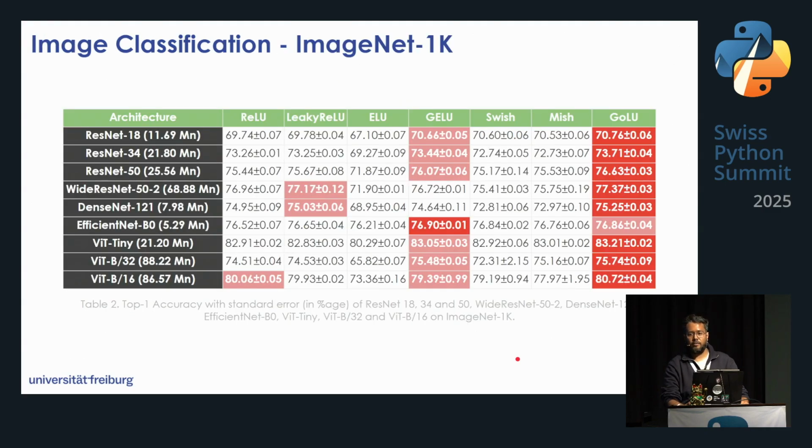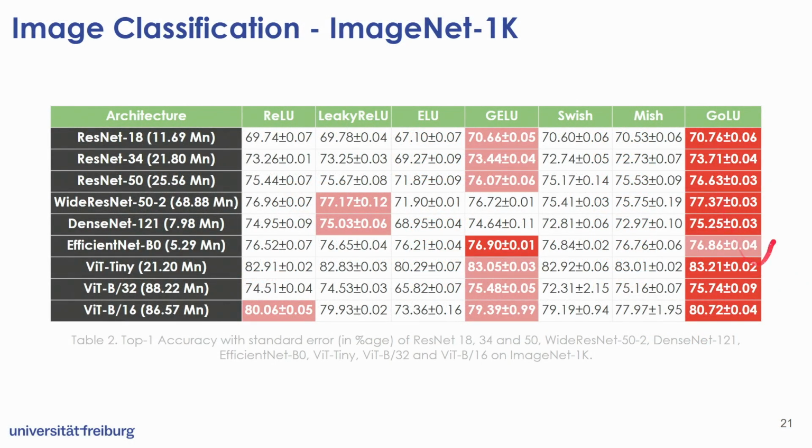So going to image classification, you will see that based on all these architectures that we have trained, in most of the cases, we found that GoLU is the best performing activation function. So these numbers that you see with the standard errors are basically the top one accuracy from our training benchmarking. And the red colored cells are the ones that perform best, as we see GoLU, and the ones in pink are the second best.